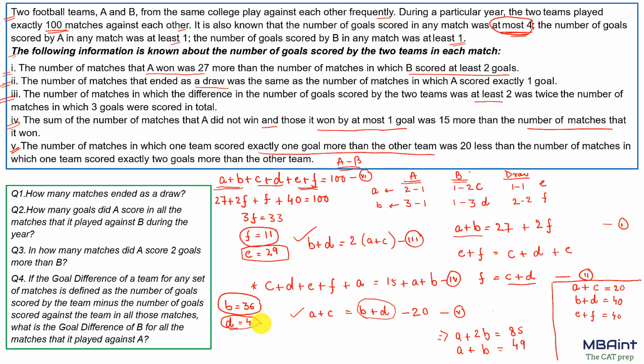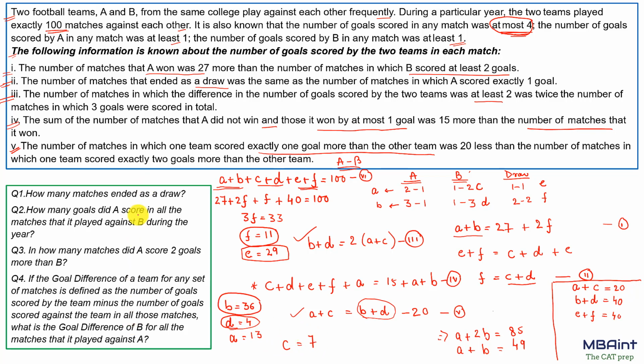Again, let's circle this. Okay, so we can also find the value of A. Value of A is how much? If B equals 36, value of A is nothing but 13. What is remaining is C. So we know A plus C equals 20. Value of A is 13, so value of C is nothing but 7.